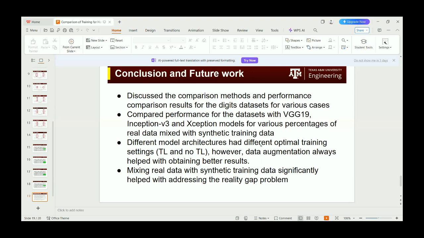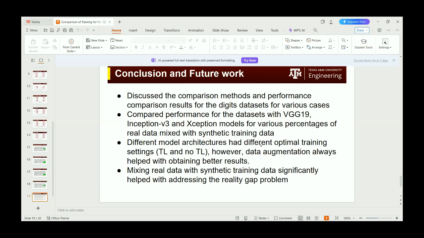So in summary, we looked at these different methods that we used in order to compare the results for the digit data sets for various cases. We used VGG19, Inception V3, and Xception for various percentages of real data mixed with synthetic training data. We had different settings with respect to transfer learning and no transfer learning. And what we noticed is that while VGG19 behaved differently than Xception or Inception V3, data augmentation across the board for all three of these seemed to always obtain better results.